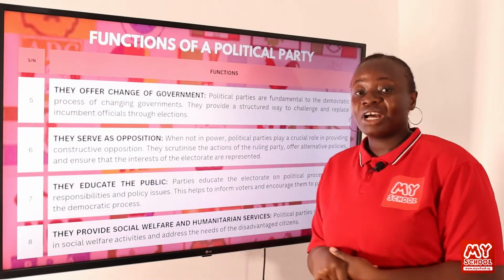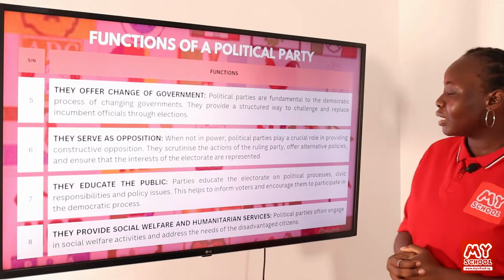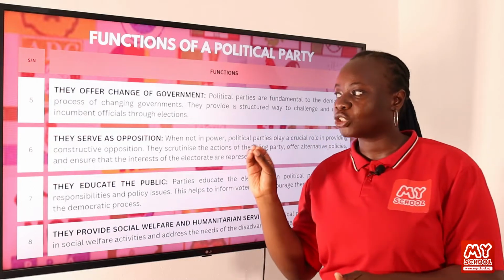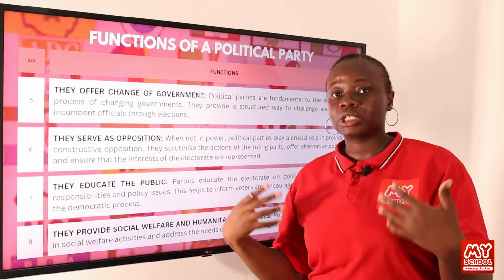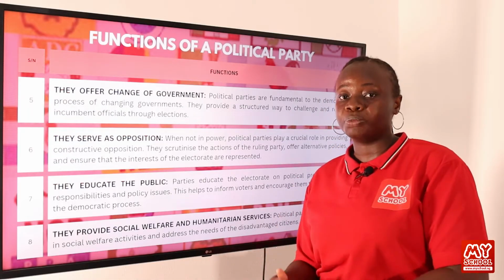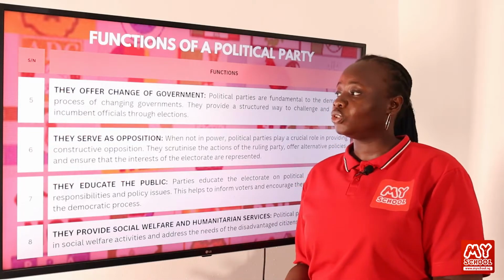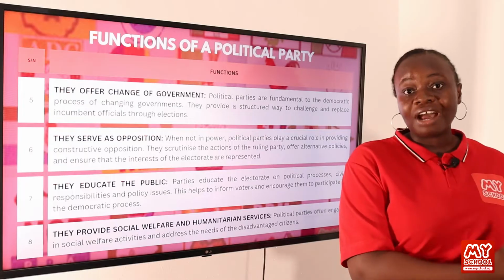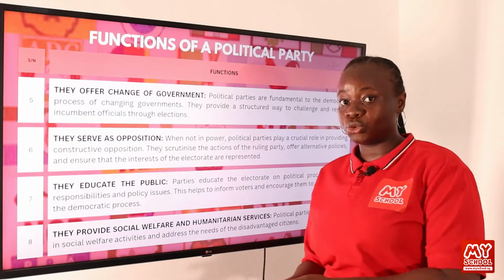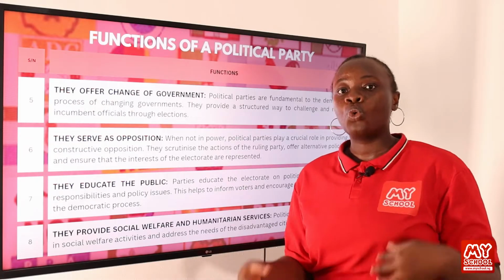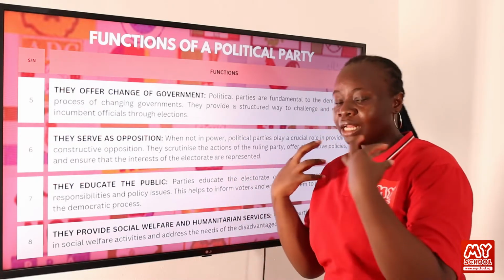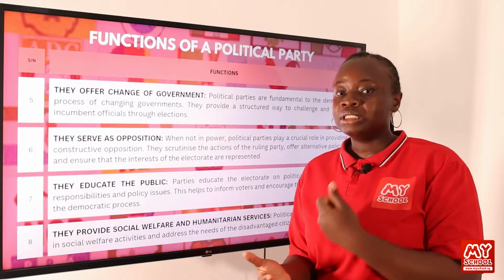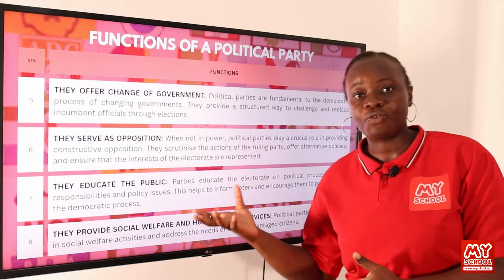Okay, and that function is that they offer change of government. Political parties are fundamental to the democratic process of changing government. They provide a structured way to challenge and replace incumbent officials through election. So if a particular set of leaders are not doing their job, they are not performing the duties that have been assigned to them, the political party can become an avenue for a change of government. They can show that, okay, we have leaders who can actually do the job that has been assigned to these ones who are not doing their job properly. So when the next election cycle comes, they can help to present their stance on different national issues and help to bring the right leaders into power. So this is how they can offer a change of government.